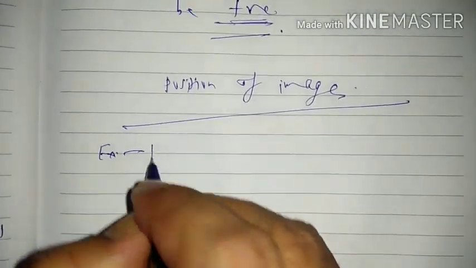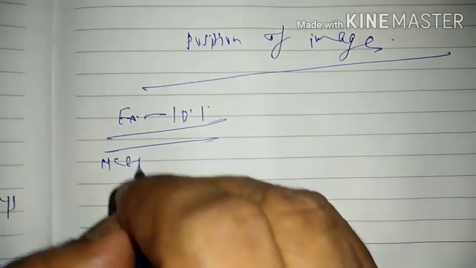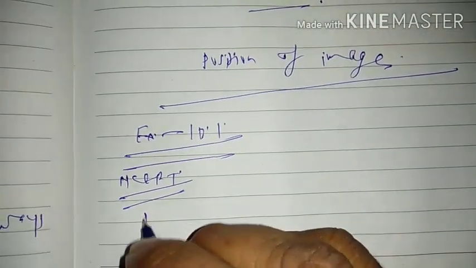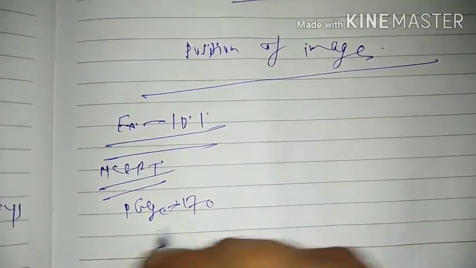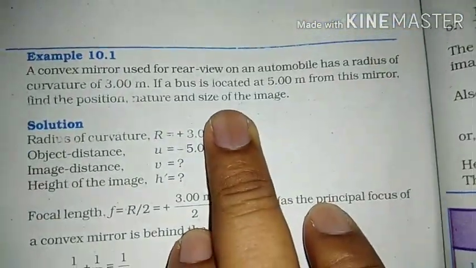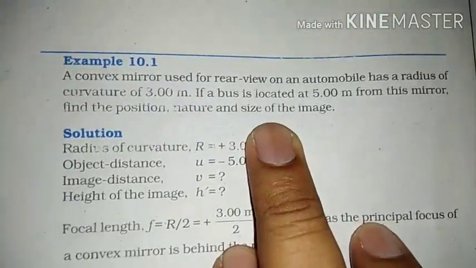See, example 10.1 of our NCERT Science Book of Class 10, page 170. What is the question here? See, we shall read one sentence and analyze it according to our concepts and sign convention.